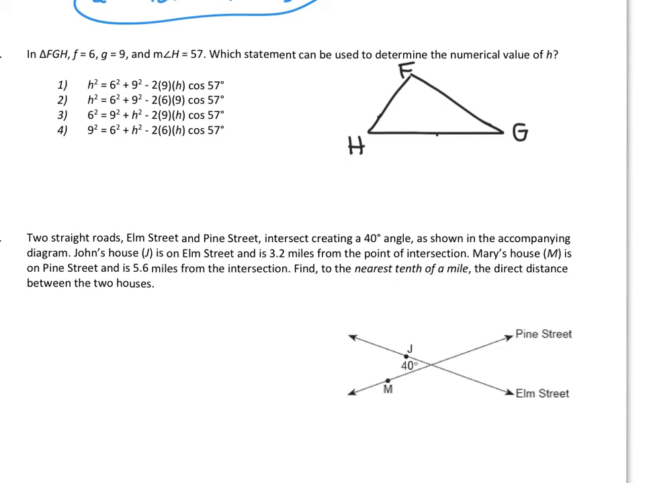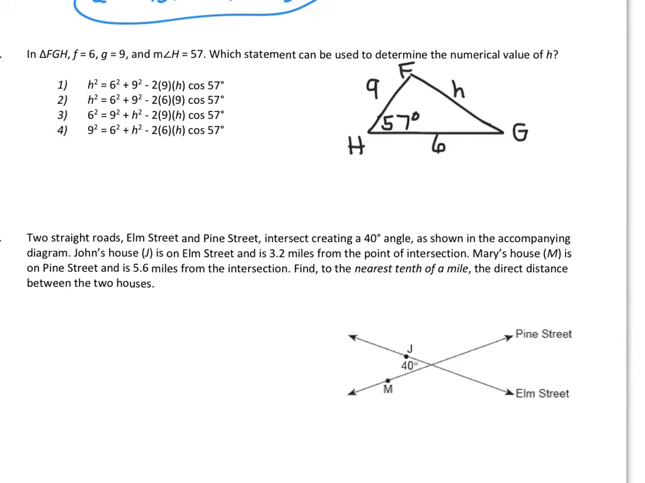My triangle is definitely not drawn to scale because check this out. Side G is 9. Okay, so again, it's not drawn to scale at all because this side looks smaller than this side but has a bigger number on it. And the measure of angle H is 57 degrees. All right, so there we go. Which statement can be used to determine the numerical value of H? All right, so we're looking for little side H.